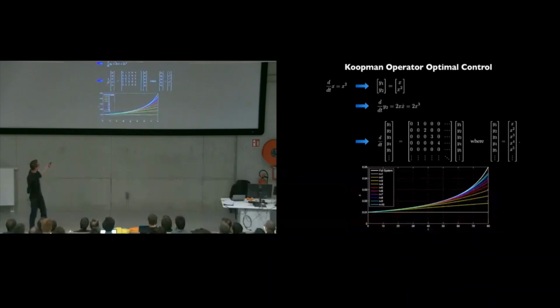So I need to add a y3, which is x cubed. And when I take its derivative, I get an x to the fourth. So I need to add an x to the fourth. When I take its derivative, I get x to the fifth, and so on and so forth. It doesn't close, ever. So Koopman says that you get linear dynamics, but you really do need an infinite dimensional basis in general. It's only linear in an infinite dimensional representation.